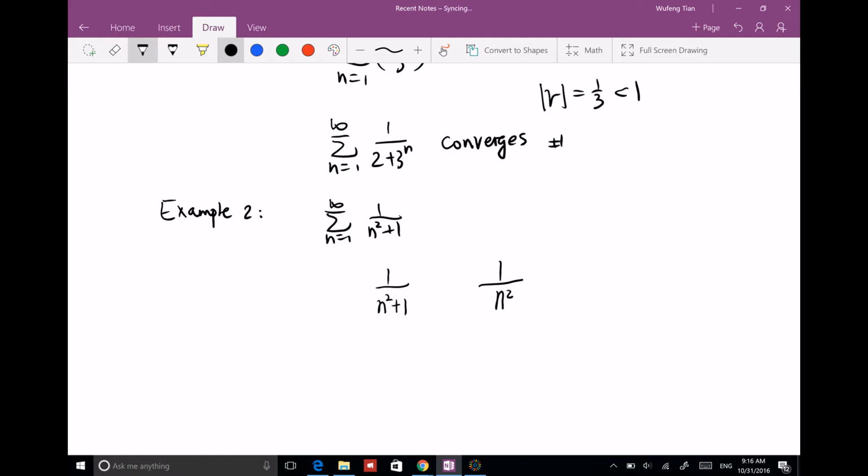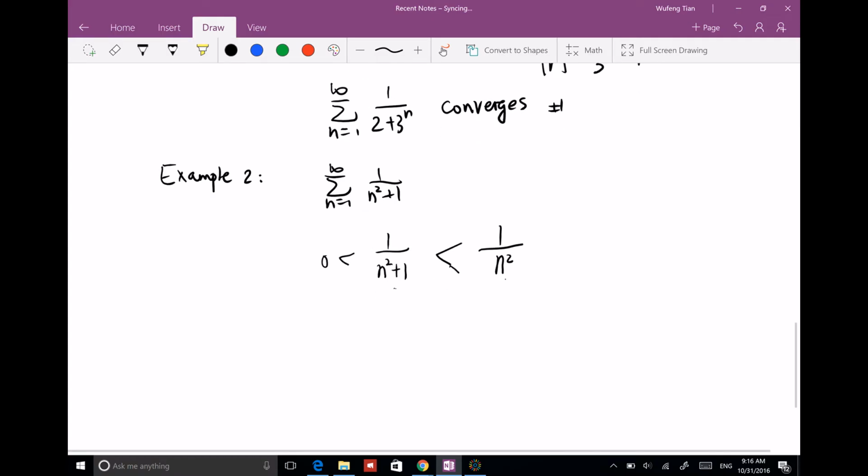Okay, so now you compare these two, 1 over n squared plus 1 and 1 over n squared, which one is bigger? 1 over n squared is bigger, okay. So now this is smaller, and this is bigger than 0. Okay, so next step, we need to determine what about the series from n equals 1 to infinity of 1 over n squared. Does this one converge or diverge?